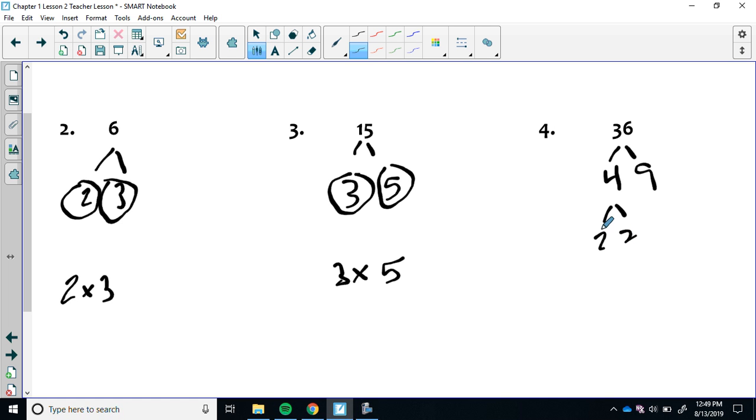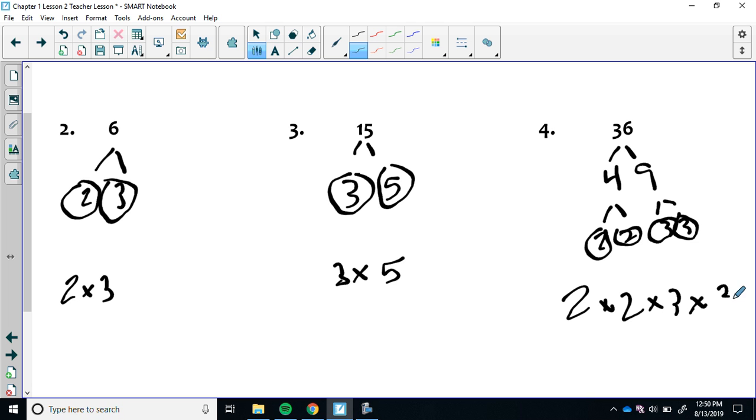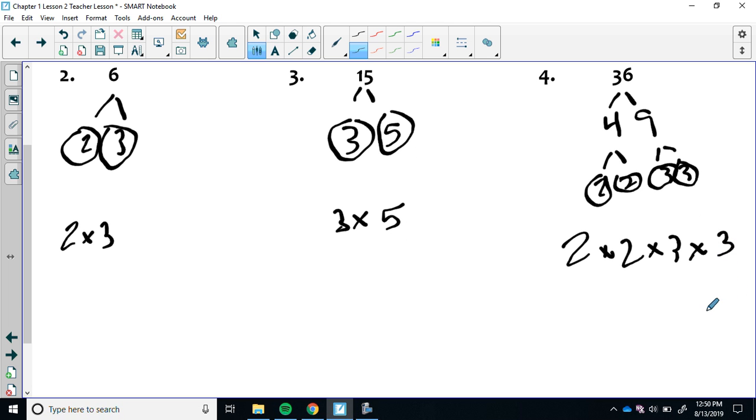Those numbers are both prime. And then 9 can be broken down to 3 times 3. 3 times 3 is 9. So we have all prime numbers. So we're going to write them down in order from least to greatest. So 2 times 2 times 3 times 3.